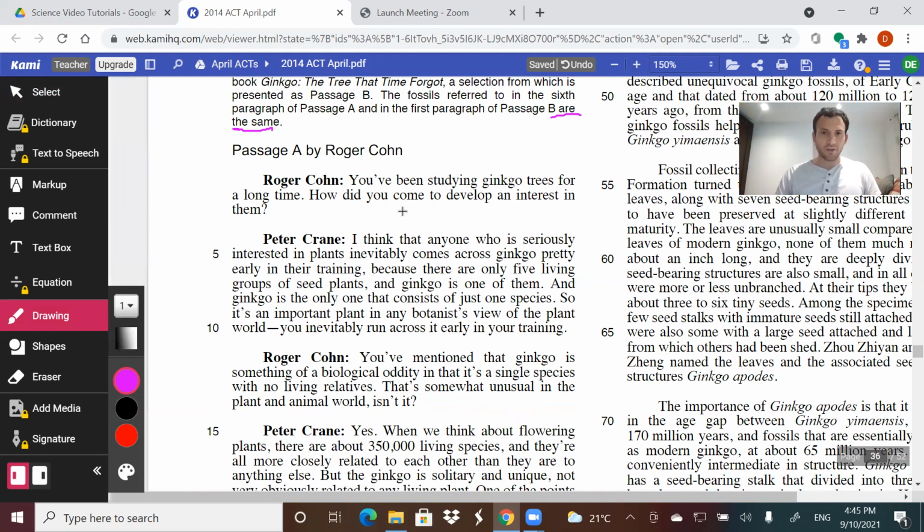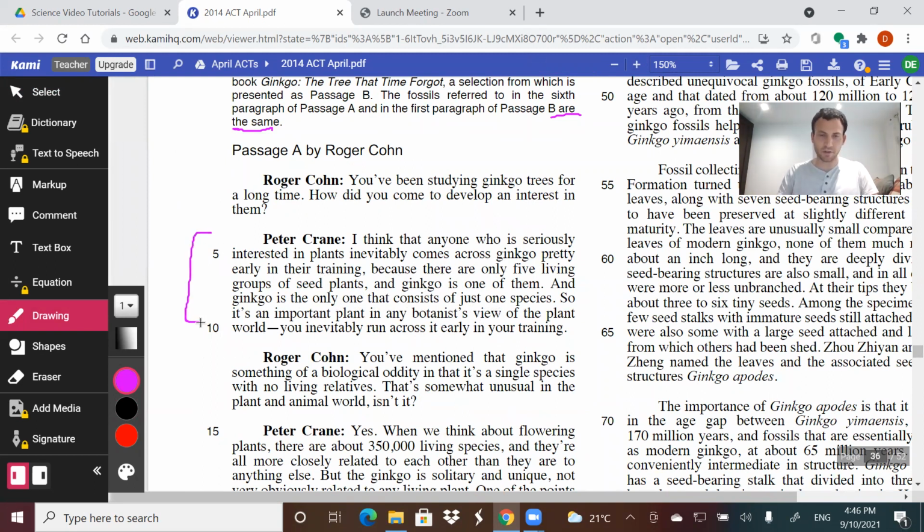Peter Crane: I think that anyone who is seriously interested in plants inevitably comes across ginkgo pretty early in their training, because there are only 5 living groups of seed plants, and ginkgo is one of them. So ginkgo is kind of part of this rare remaining category of seed plants. And ginkgo is the only one of the seed plants that consists of just one species. So it's an important plant in any botanist's view of the world. You inevitably run across it early in your training.